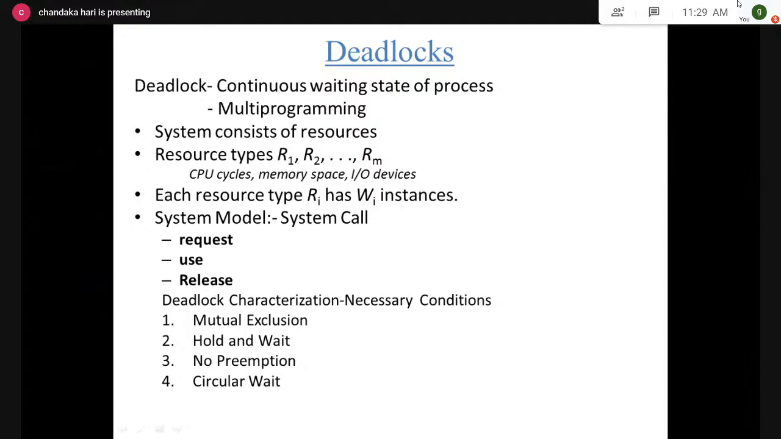Now, how has the system model been implemented? The system model has been implemented by using three system calls.